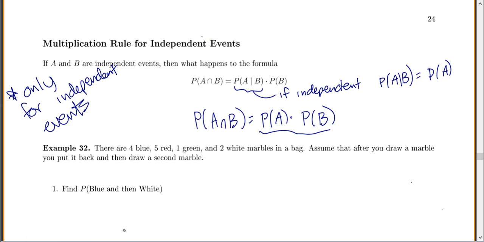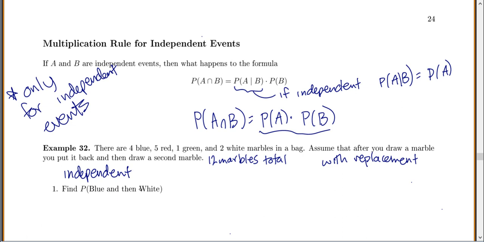So in example 32 though, let's try one where they are independent. So we have 4 blue, 5 red, 1 green, and 2 white marbles, so that's 12 marbles again. So in other words, this is the same problem we already did once, but we're going to change it just a little bit. Assume that after we draw a marble, we put it back and then we draw a second marble. So what does this tell us? If we put it back, this is considered with replacement. And it means if you put a marble back before you draw the second one, are your 2 marbles affecting each other? No, they won't affect each other because you put the first one back. So your marbles would be independent.